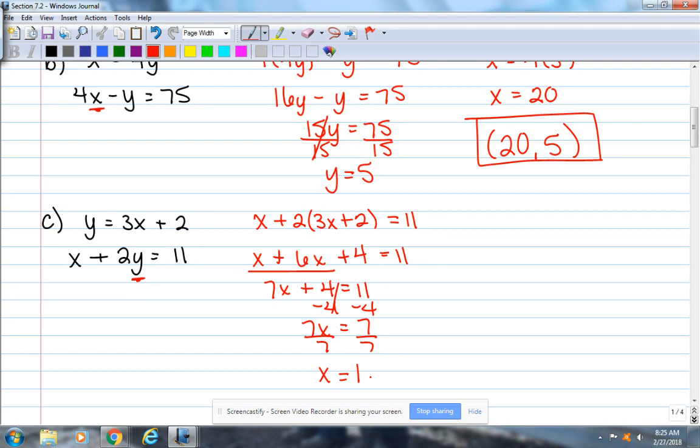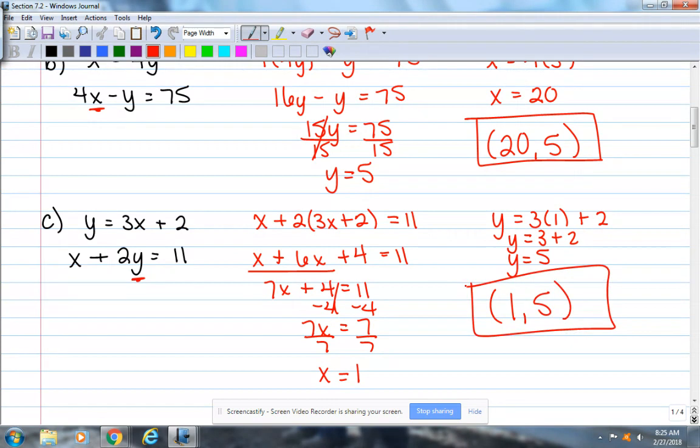How am I going to get y? Plug 1 in for x over here where it says y equals. So y equals 3 times 1 plus 2. 3 times 1 is 3. Plus 2 is what? 5. So what's my ordered pair then? 1, 5. Any questions so far? We good?